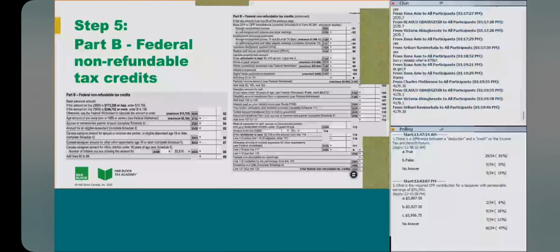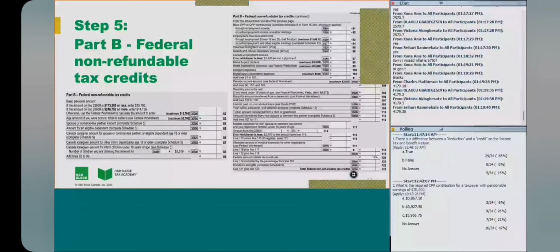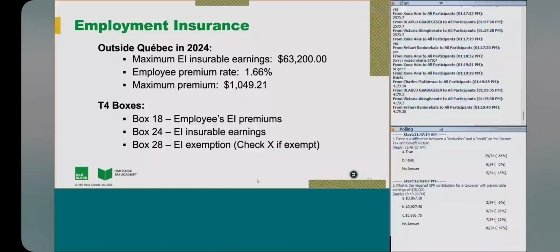Similarly, Part B is where we calculate all, it's spread over 2 pages, but it is all the various tax credits which are going to apply in a straightforward way to the return. So now that we know that, we can speak a little bit more about other tax credits other than CPP. The first one I'm going to touch on is employment insurance. And this is specifically one which applies only to people with employment income.